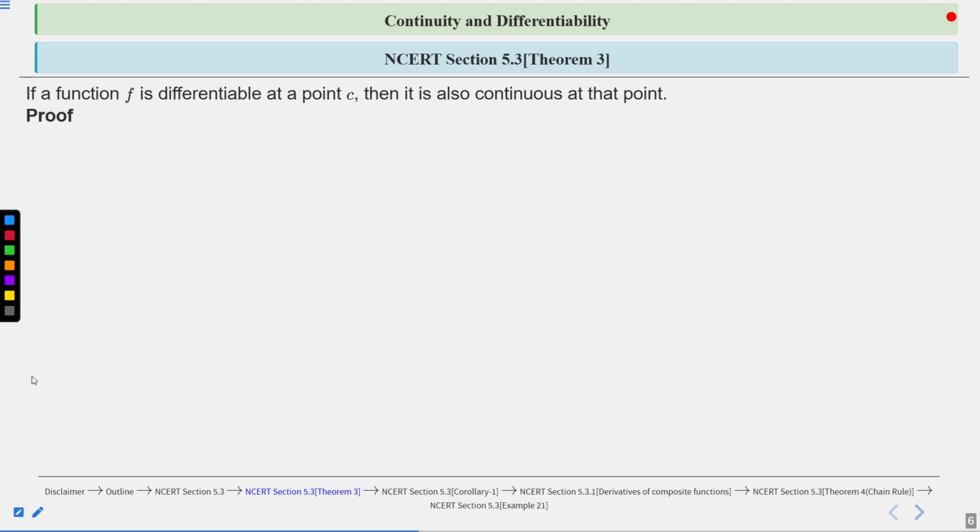Okay, let us see the proof of this theorem. How can we prove this theorem? Since f is differentiable at c, we have the limit as x tends to c of (f(x) minus f(c)) upon (x minus c) equal to f dash c. We have just seen this, right?